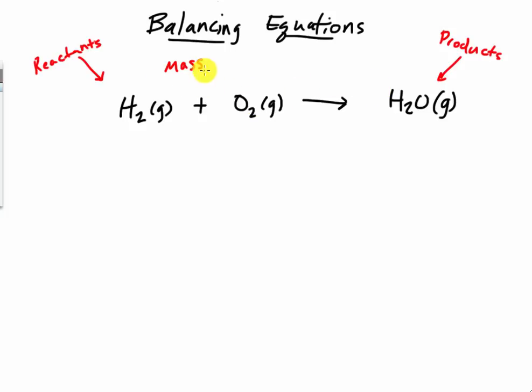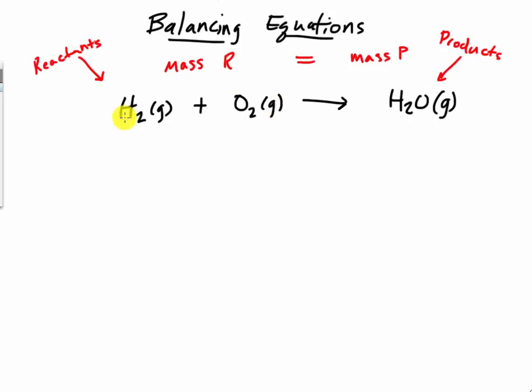Usually, almost always, the arrow is going to separate out your reactants from your products. So if we measure the mass of our reactants, it is going to be equal to the mass of our products. And this is a very fundamental property of chemistry. It's called the law of conservation of mass. That the mass before a reaction and the mass after a reaction is exactly the same.